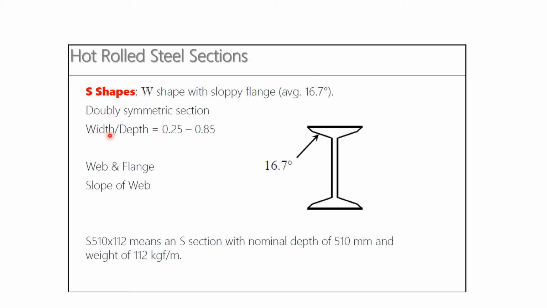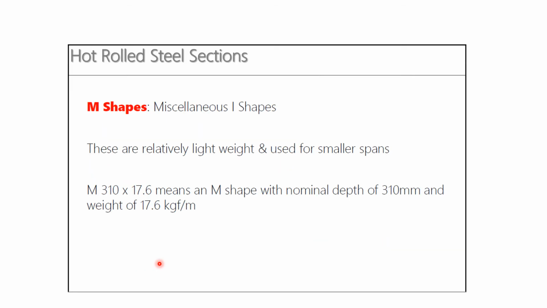Okay, width to depth ratio 0.25 to 0.85. Web and flange, slope of web. Here is a flange, here is a web, and there is a slope in the web. S 510 112 means S for the section notation, that is S shape section with the nominal depth, that is 510 millimeter, and the weight 112 kg per meter. Kg force, but you can say that is kilogram per meter.